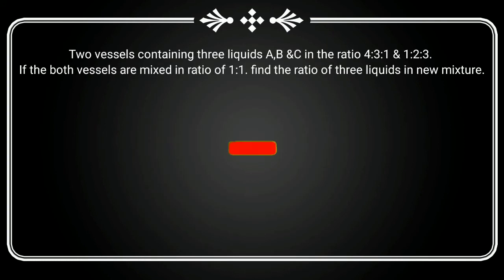Now we will see the next question. Two vessels containing 3 liquids A, B, C in the ratio of 4:3:1 and 1:2:3. If both vessels are mixed in the ratio of 1:1, find the ratio of 3 liquids in the new mixture. Now we will see the answer for this question.